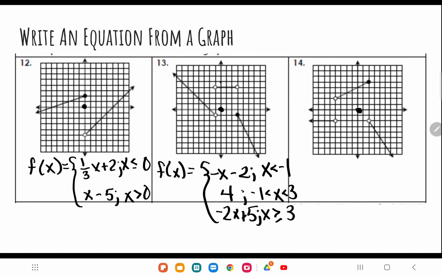Our final problem here, problem 14, has a constant function when x is less than -4. It has a linear function when x is between -4 and less than or equal to +2, and it has a line with negative slope when x is greater than 2. So let's write this function.